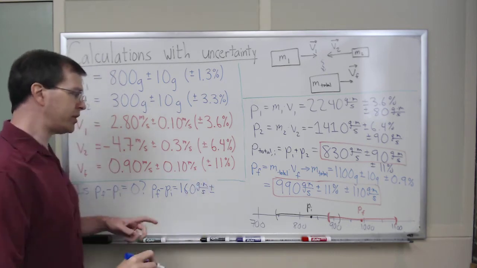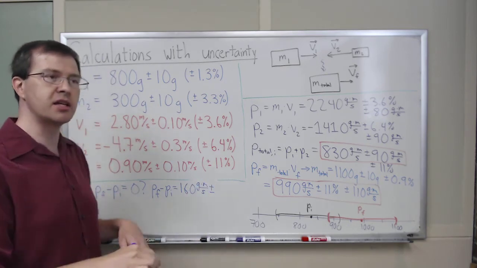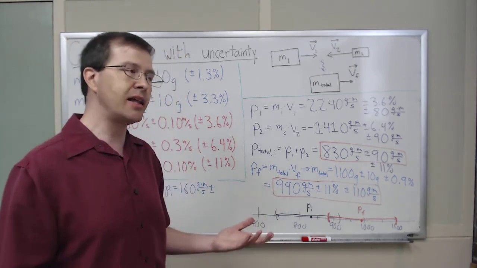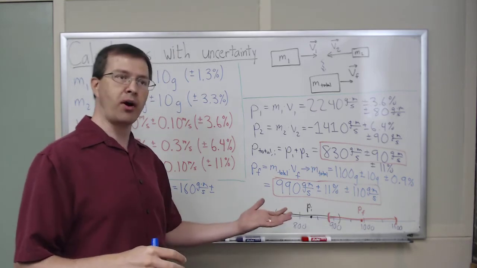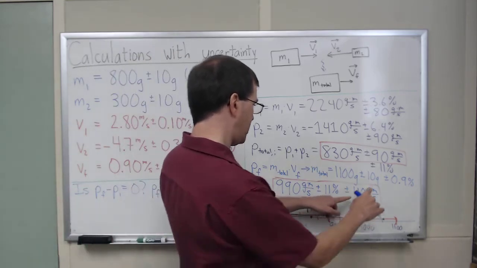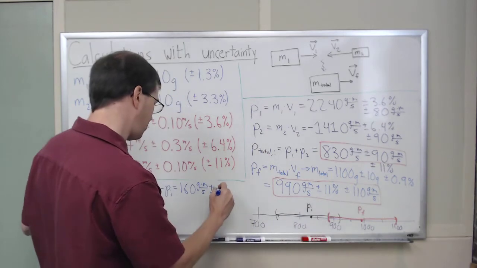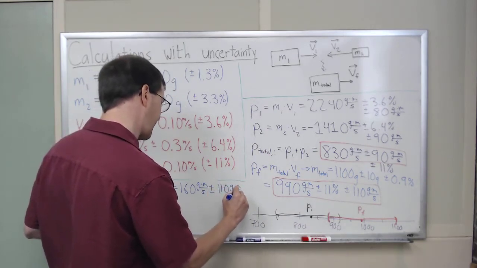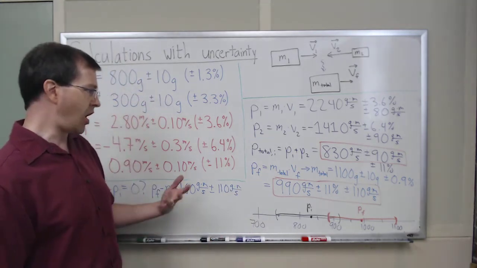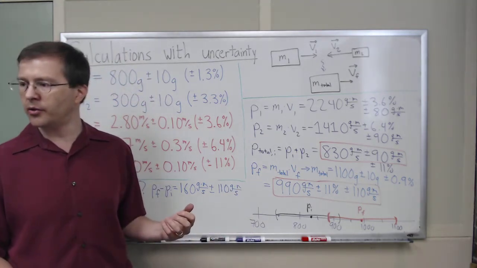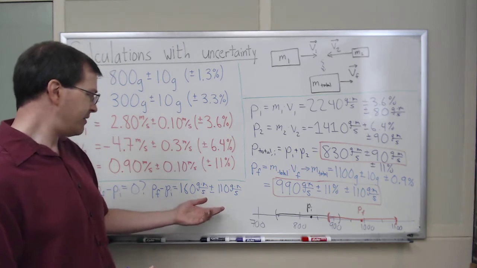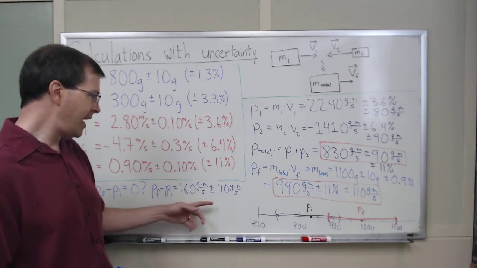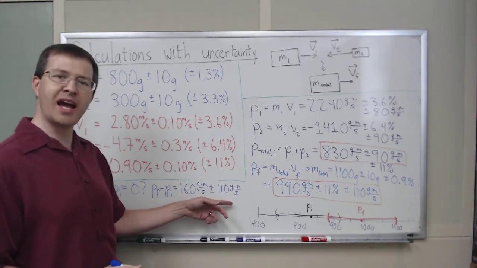And then what do we do? Well, that's a difference. We're subtracting two things. In sums and differences, we compare the absolute uncertainties. And if we're using the dominant error approximation, we pick the bigger of the two, 110. So plus or minus 110 gram meters per second would be my dominant error rule doing this. And at that point, you say, oh, 160 is different than 0, and it's not within 110 of 0.